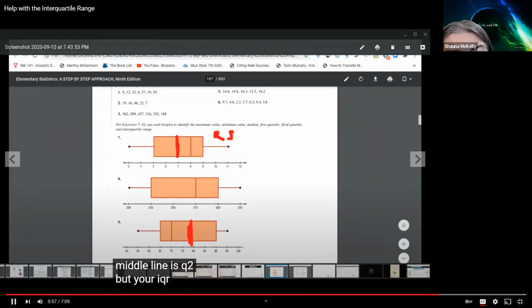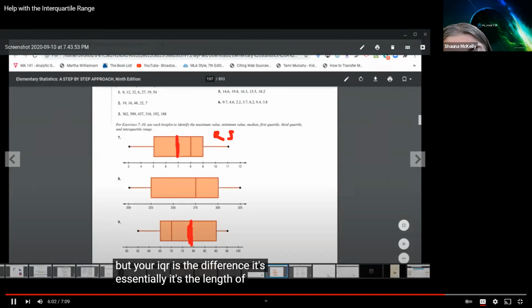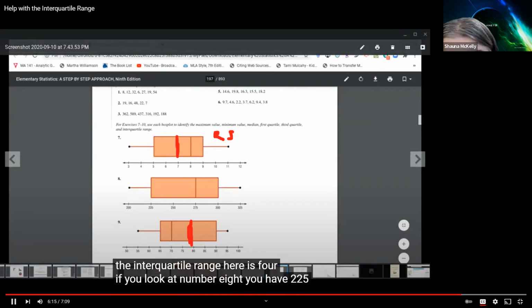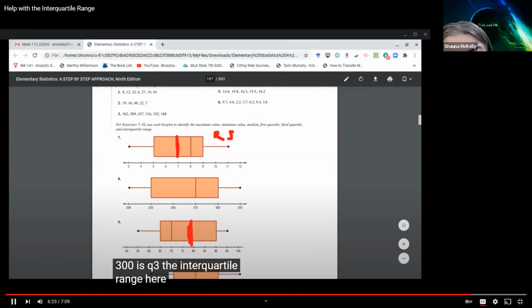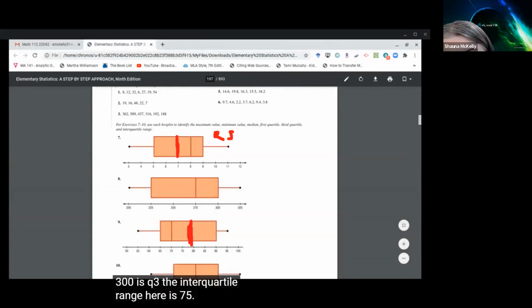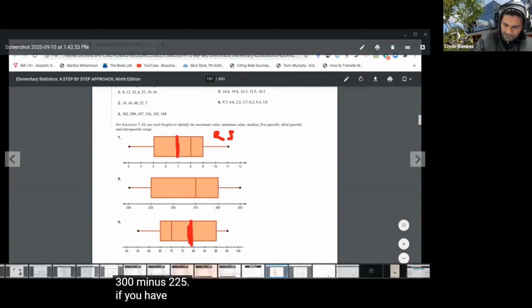But your IQR is the difference. It's essentially the length of the rectangular portion of your box, how far you go from here to here. So here, 9 minus 5 is 4. The interquartile range here is 4. If you look at number 8, you have 225 is Q1, 300 is Q3. The interquartile range here is 75. 300 minus 225.